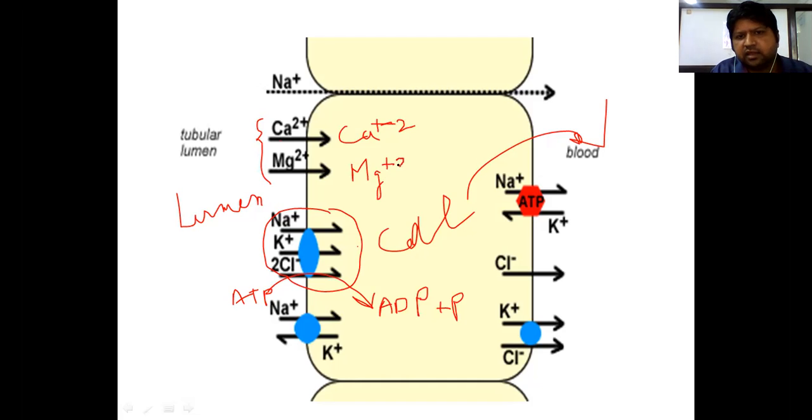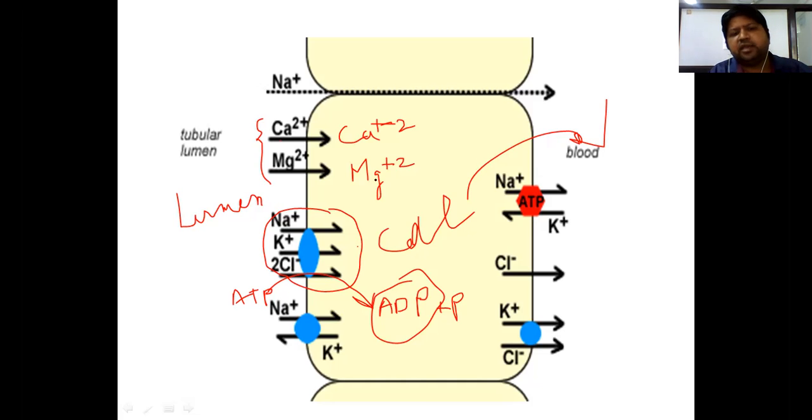And here the thing is, this pump works with ATP, with energy. This is an active transport system. So ATP hydrolysis will generate ADP, and as a result of this, this pump becomes active, and sodium, potassium, and chloride will enter inside. And by utilizing this energy produced by the ATP hydrolysis, two other substances will also enter into the cell, like calcium and magnesium. This is an ongoing process.